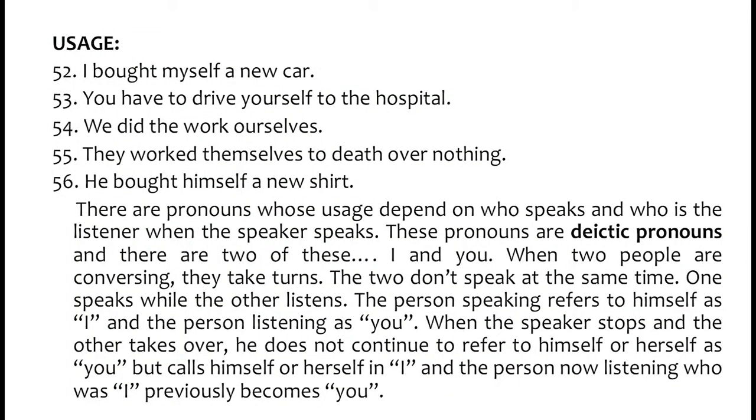Now, there are pronouns whose usage depends on who speaks and who is the listener when the speaker speaks. These pronouns are deictic pronouns, and there are two of these, I and you. When two people are conversing, they take turns. The two don't speak at the same time. One speaks while the other listens. The person speaking refers to himself as I, and the person to whom he speaks as you.